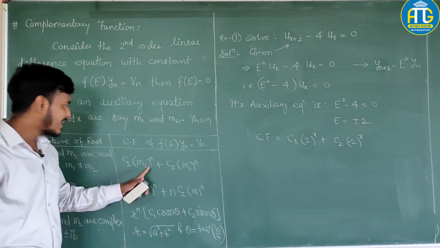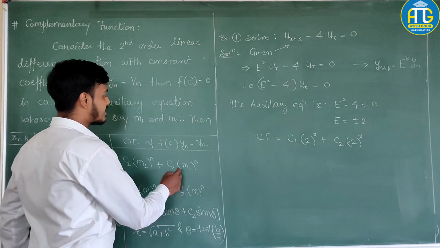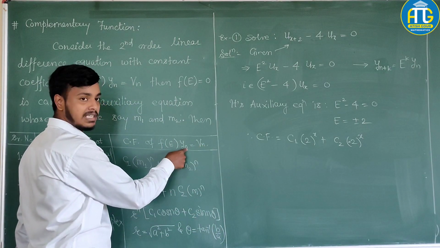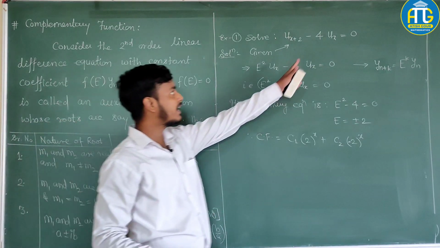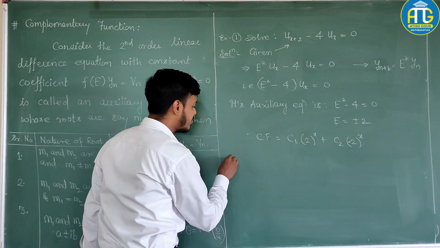Now you may be wondering, sir, here it is written n and why are you writing x? This is because here we have an equation in terms of n. See, here the independent variable is n, here the independent variable is x. So this is the complementary function.